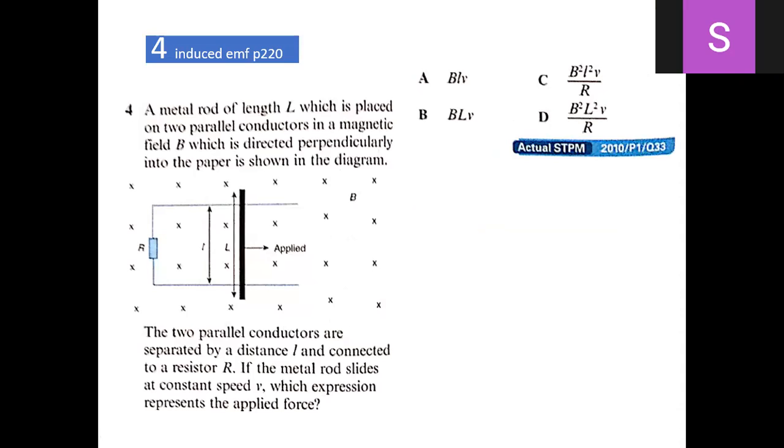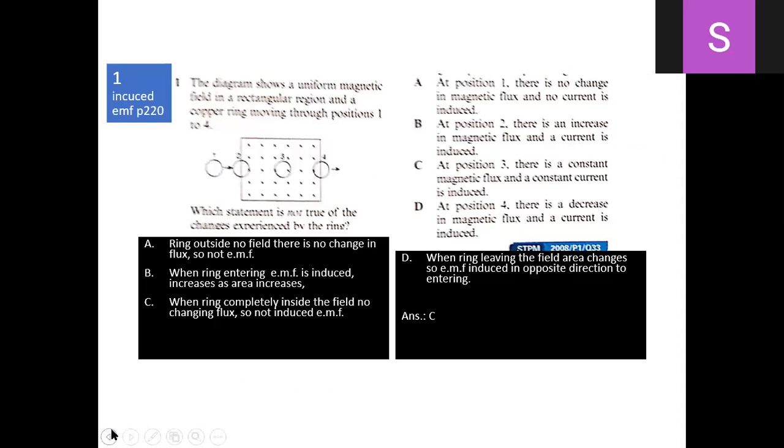Okay, so number 1 was what, teacher? Number 1, the answer is C.